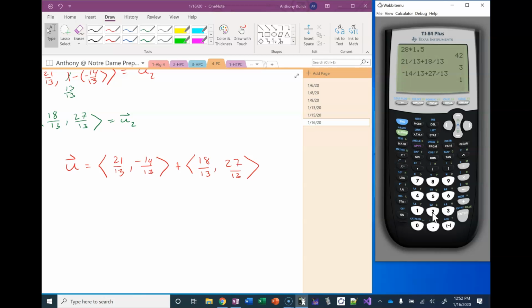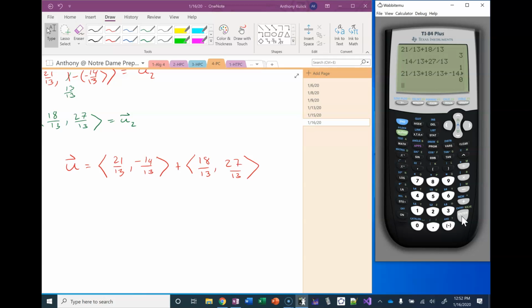The other thing I want to check is to make sure that these two vectors are actually orthogonal. So to do that, I'm going to calculate the dot product of these two vectors. So I'm going to multiply the x components together, and then add them to the y components multiplied together, and see if I get 0. I do. So this last step that I did on the calculator, this is just me checking my work.